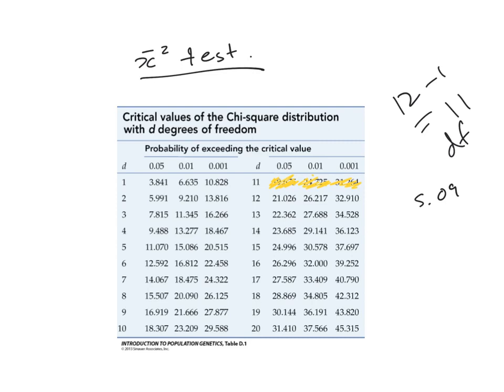So that's what the chi-square test is used for. It's used to tell you if there is a difference between variables.